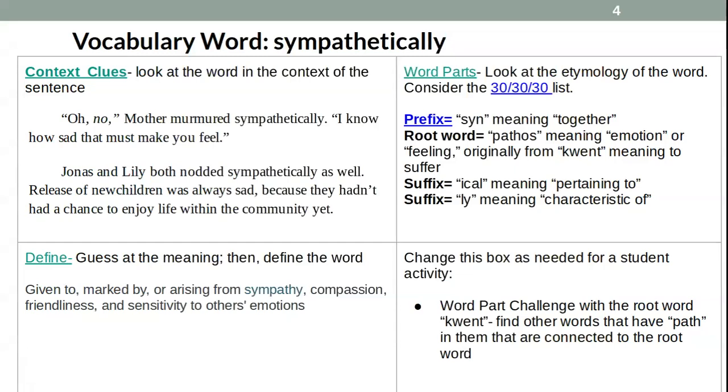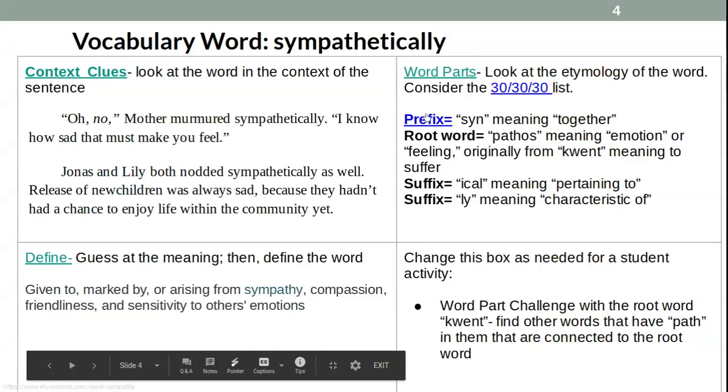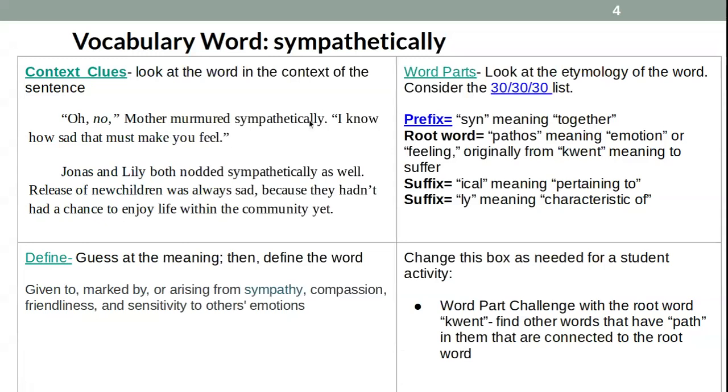Let's say we took the word sympathetically, and I looked it up. Well, here's my context clues. I would go through the context clues first. "Oh no," Mother murmured sympathetically. "I know how sad that must make you feel." We've got a nice context clue here with sad. In the next sentence that comes after it, "Jonas and Lily both nodded sympathetically as well. Release of new children was always sad." Repetition of sad, I think they would put two and two together, that sympathetically must mean feeling sad. So they might not get it on the nose, but they'll probably be close.